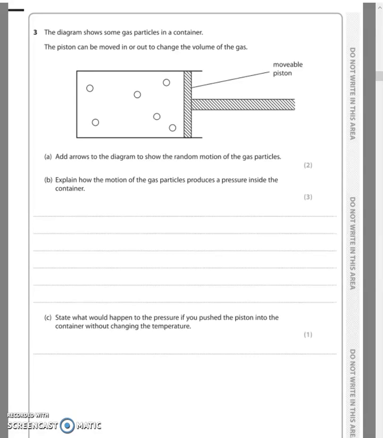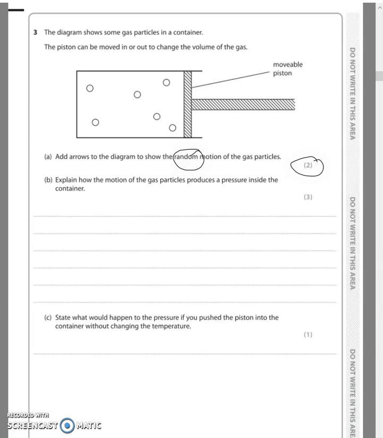Paper 1R, June 2016, question 3. So a question about gas pressure here. You have got this first question for 2 marks, where you need to add arrows to the diagram to show the random motion of the gas particles. So that word random is the important one there. It's 2 marks, so we need 2 different ideas.